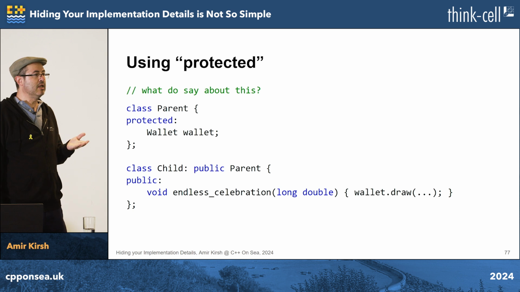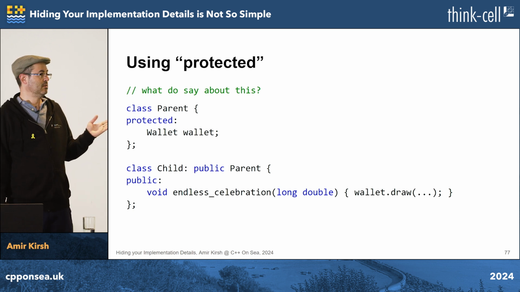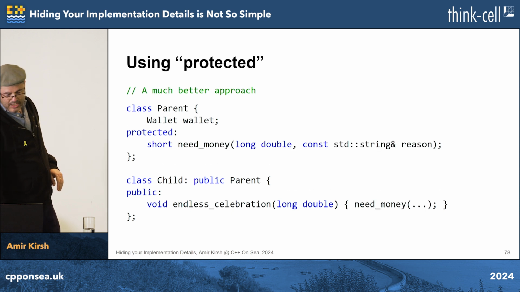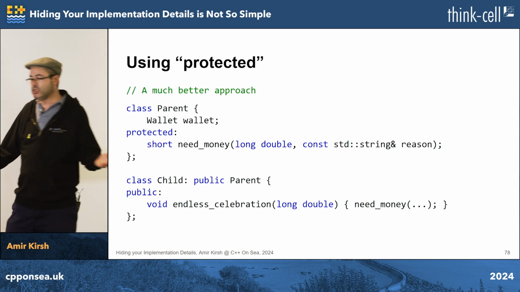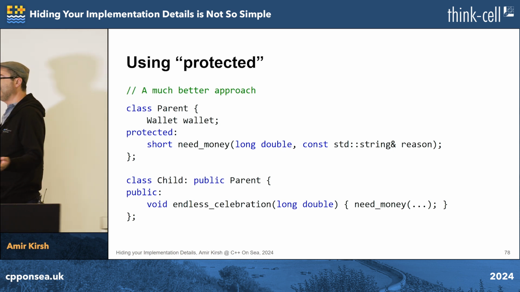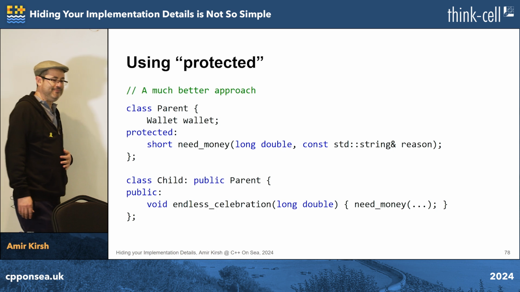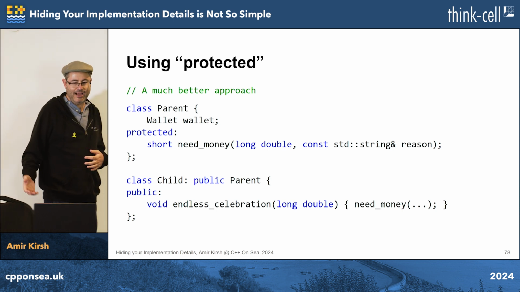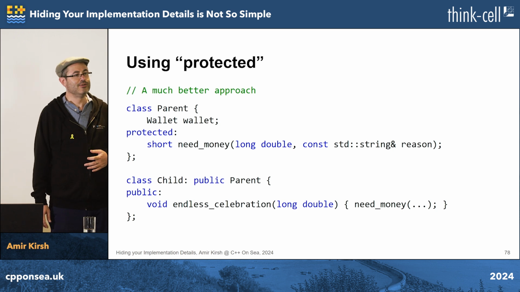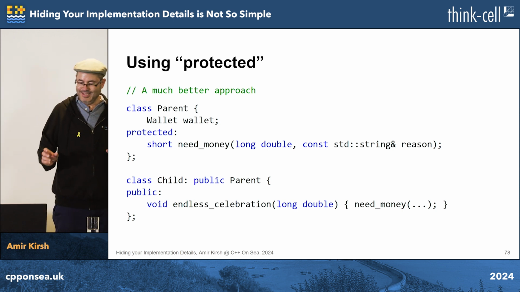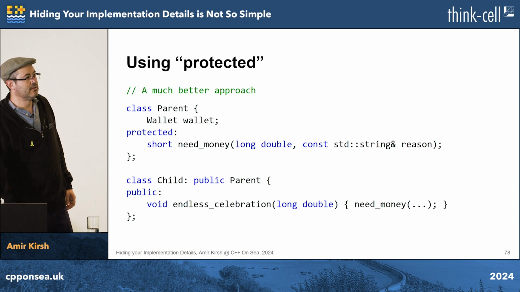Okay, what should be the better implementation? Don't use protected for data members, use protected for member functions. So the alternative should be much, much better. I do have a need money function, which you can see is implemented correctly. And you can still have endless celebration, but you will call a function. Okay. You see the types that the function uses? Anyhow, this is a better approach.